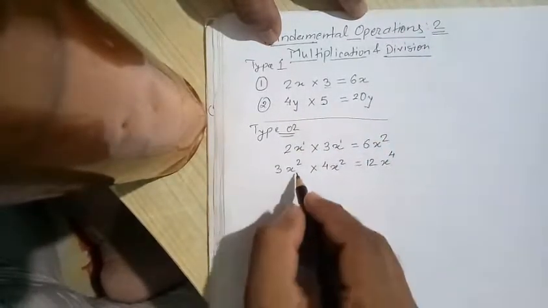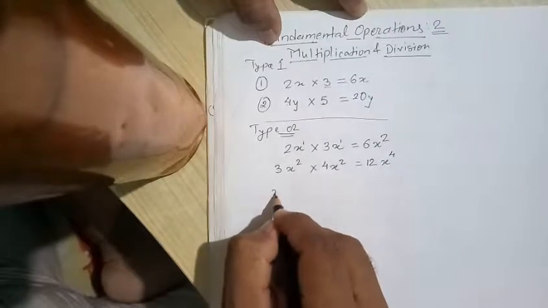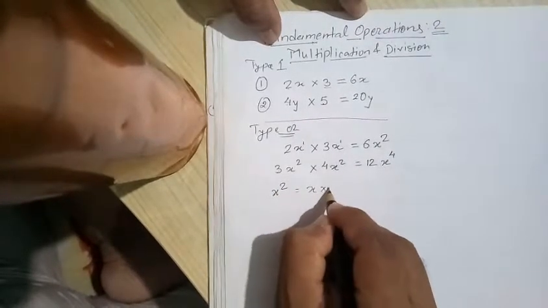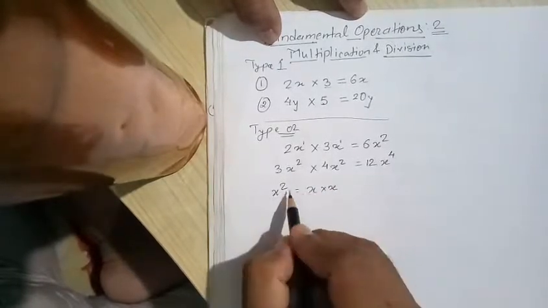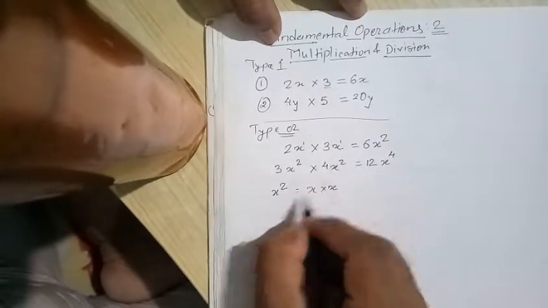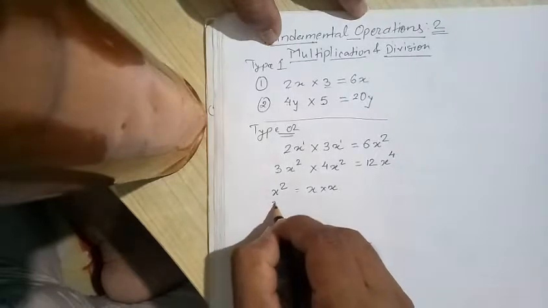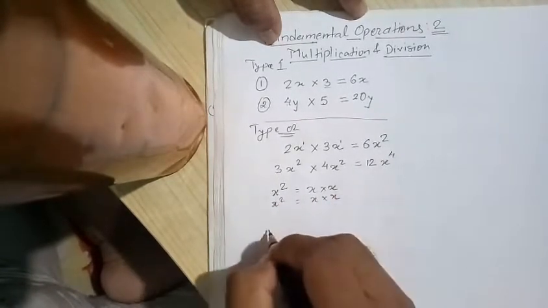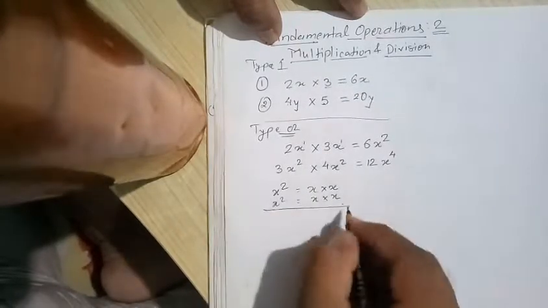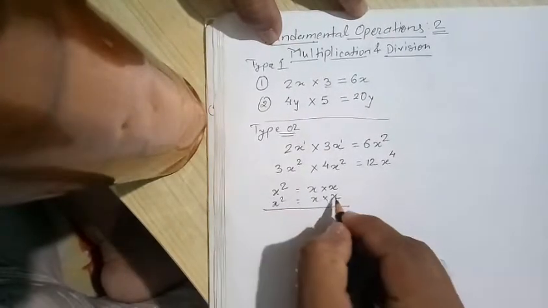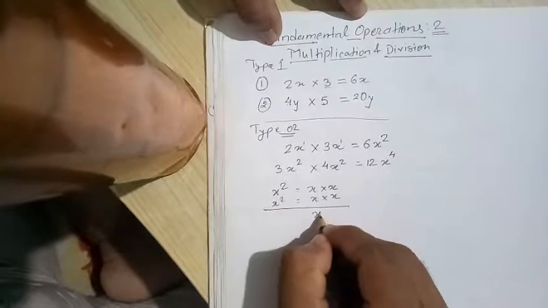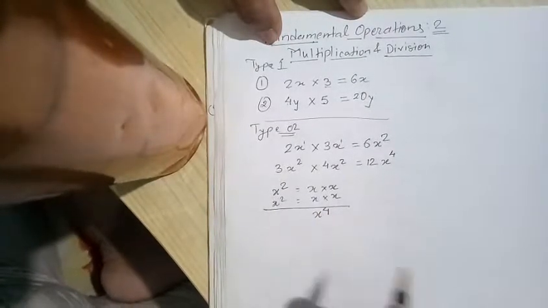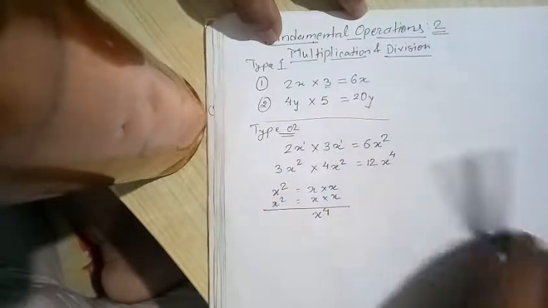If I make this one more clear, x squared means x into x. Am I right? Two times you multiply, you get a square, and the next x squared is also x into x. Total, how many did you get here? x into x, you got 1, 2, 3, 4. Total is x raised to 4. Okay, so let's move to the next part.